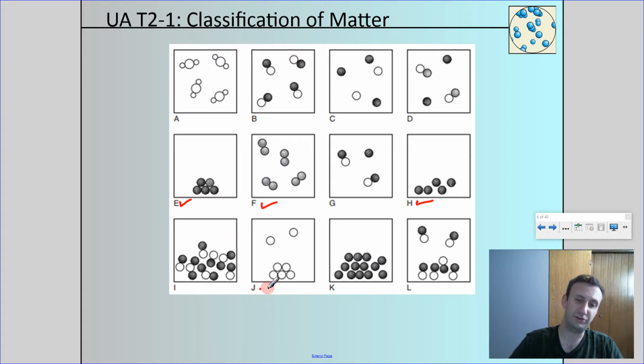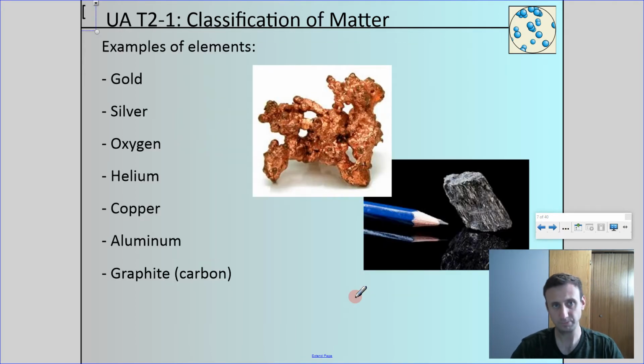And the answer is J and K. These are both elements, right? Because they all have just one type of atom going on. Some examples of elements: gold, silver, oxygen, helium, copper, aluminum, graphite, which is actually carbon. These are all things that are found on the periodic table of elements. And within samples of this, every single atom would be the exact same.